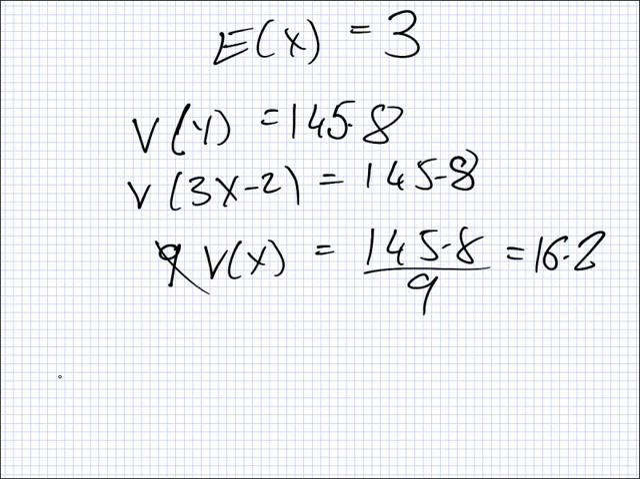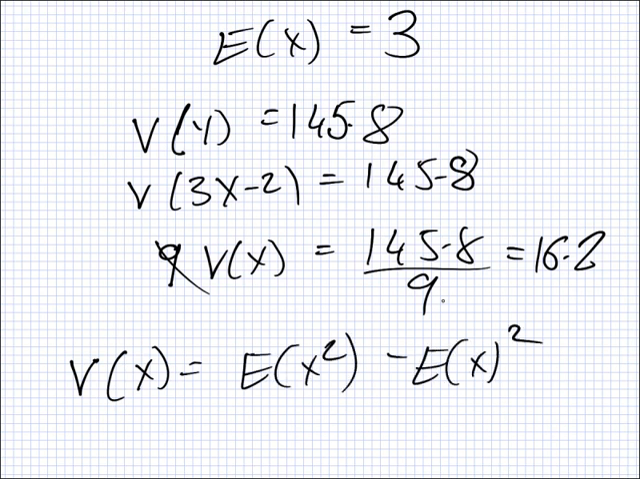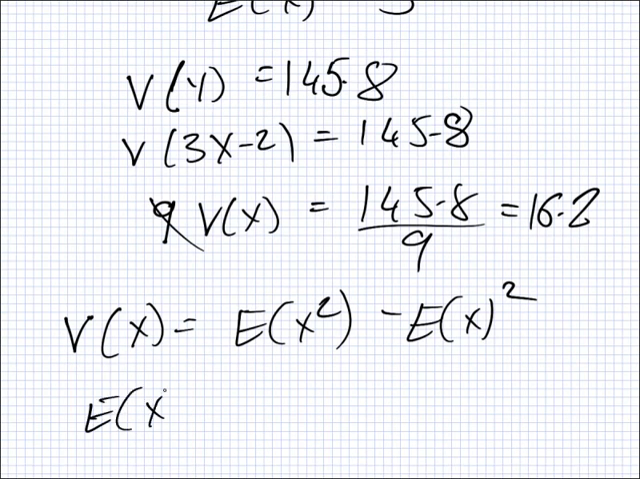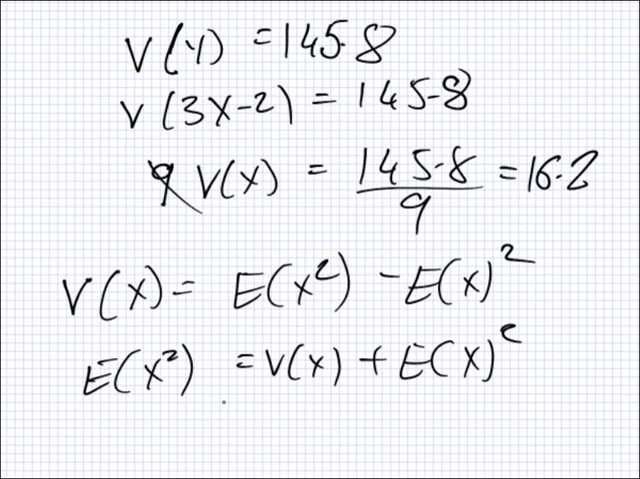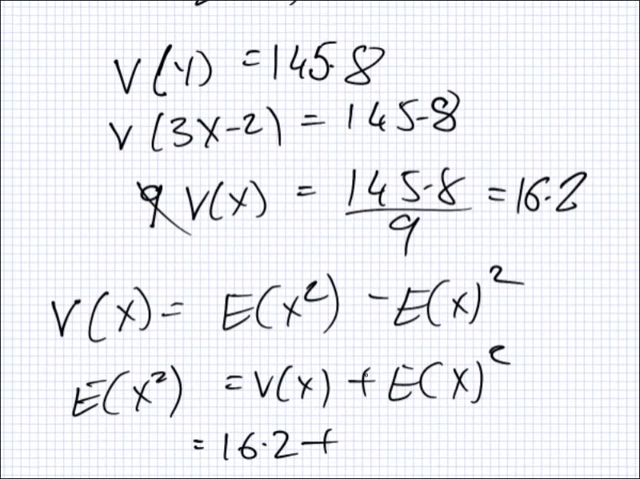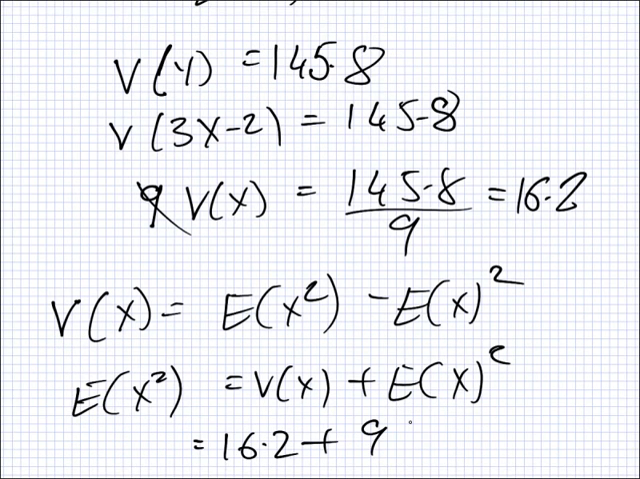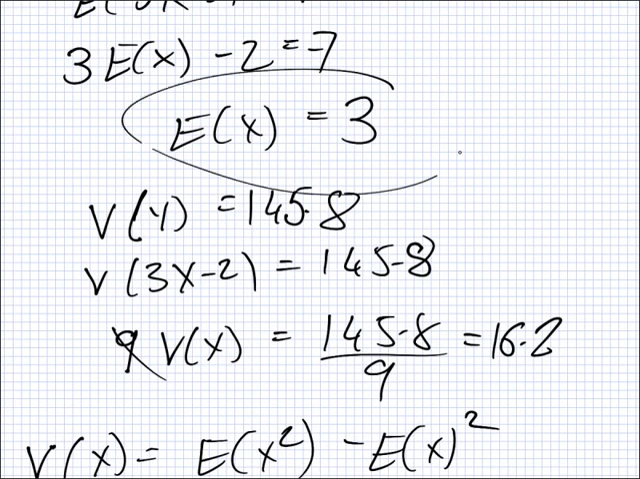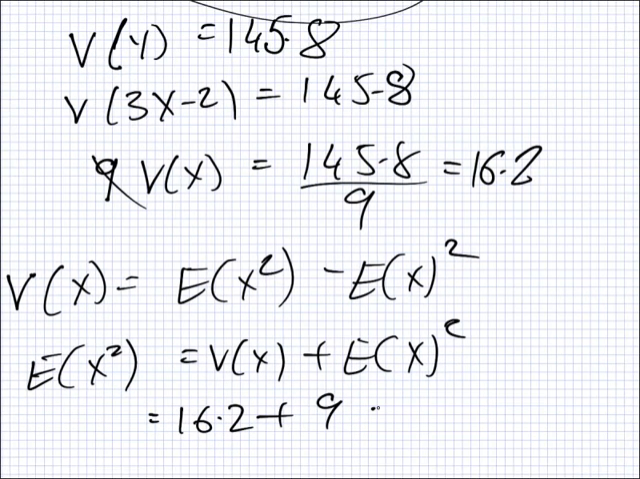What's the expected value of x squared? Well, you have to remember the formula that says the variance of x is the expected value with the square on the inside and then the square on the outside. So the expected value of x squared is the variance of x plus that guy, which is 16.2 plus, what was our, 3 squared. 9. So 25.2. That was a lot of work for 3 marks.